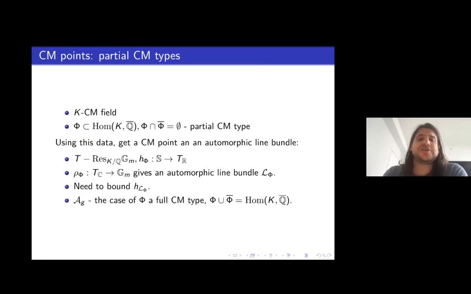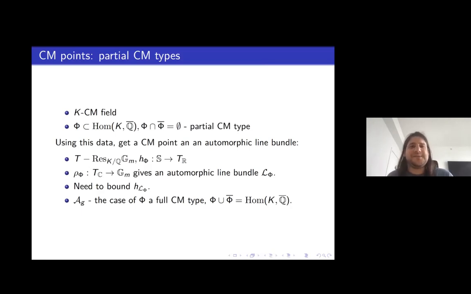And what you can use is the fact that for AG, essentially what you get is the case where phi is a full CM type. Whenever phi is a full CM type, we can bound this function, and we want to relate it to the partial CM types. Now, Deligne had a brilliant idea to deal with this problem 50 years ago when he was dealing with a different question. He was trying to show that all CM points, all zero-dimensional Shimura varieties, in fact come from abelian motives. They're related to abelian varieties.